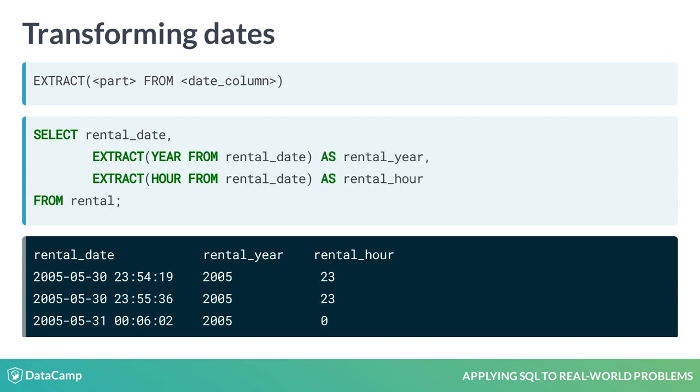In the example here, we use extract to return the year and the hour from the rental date column.